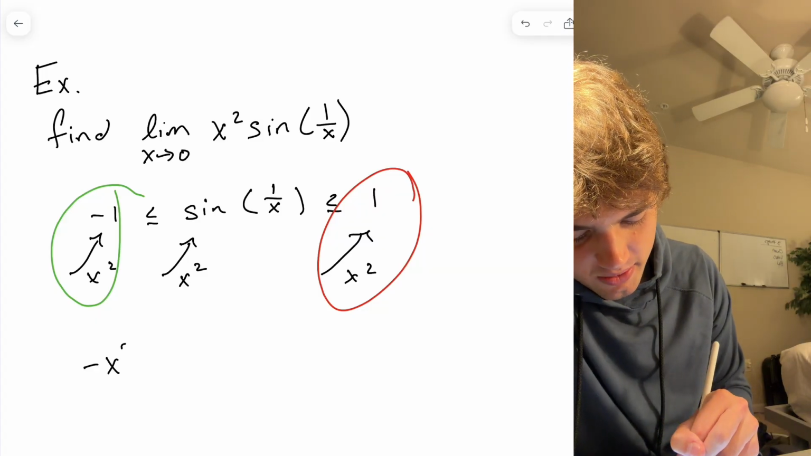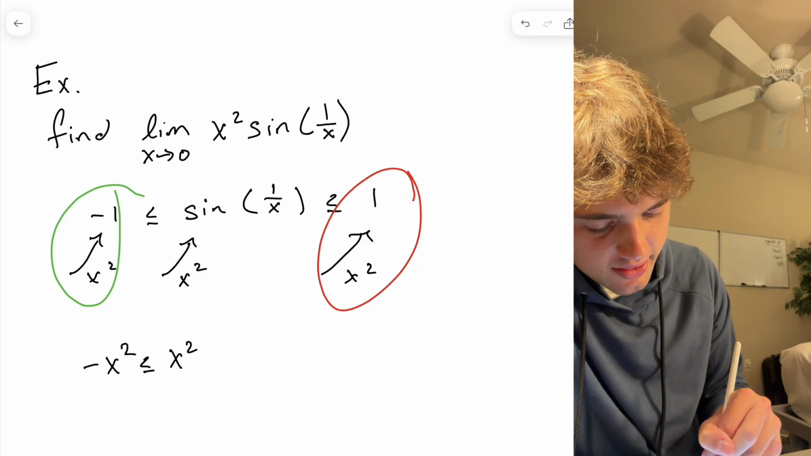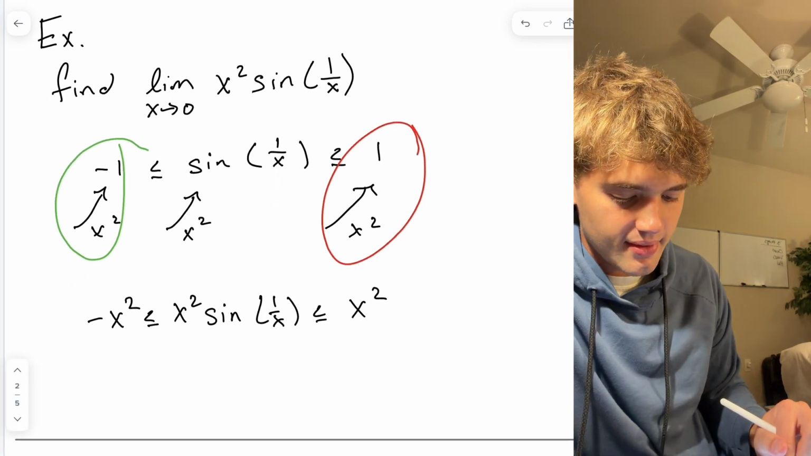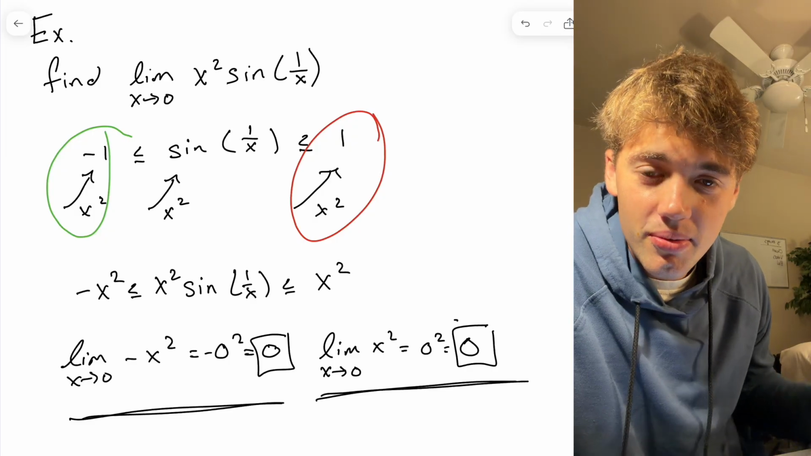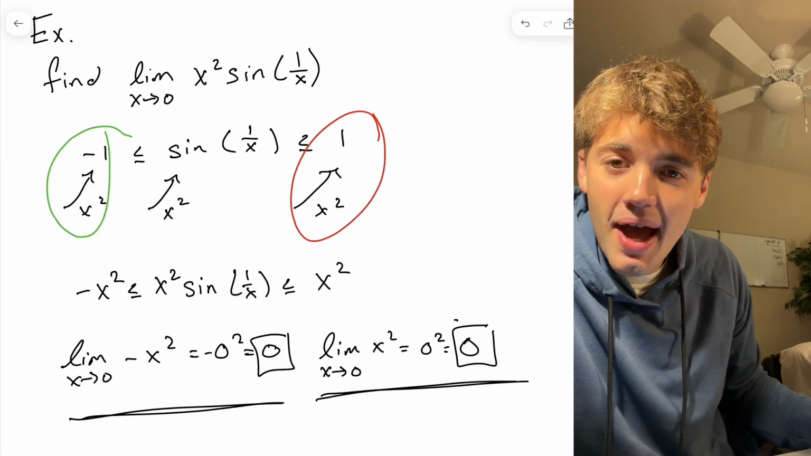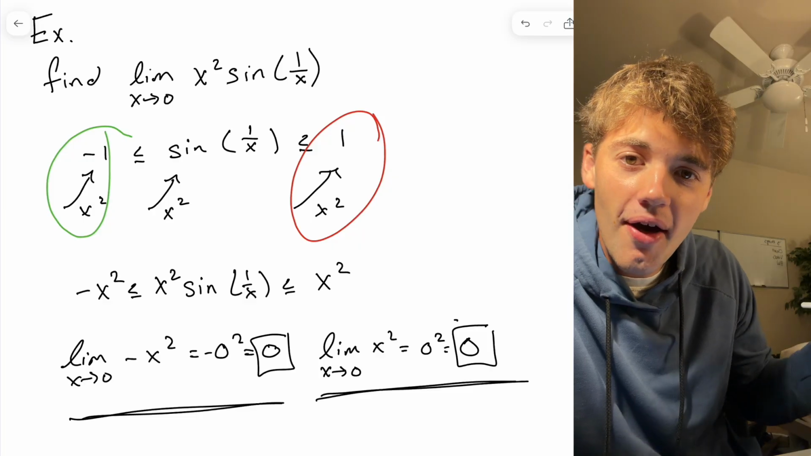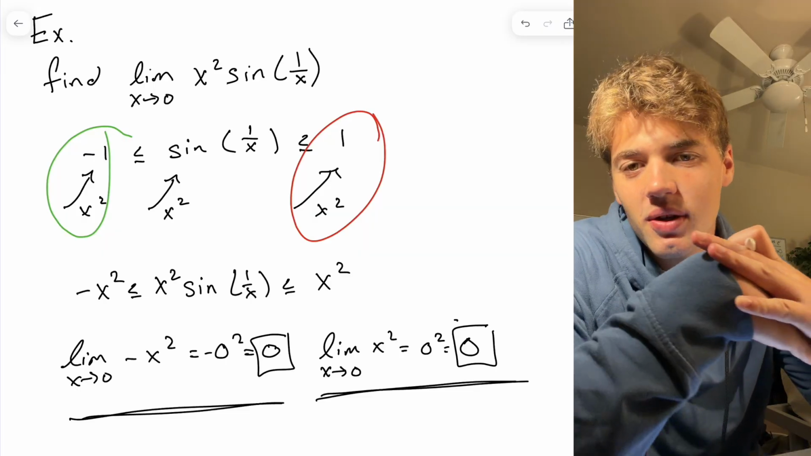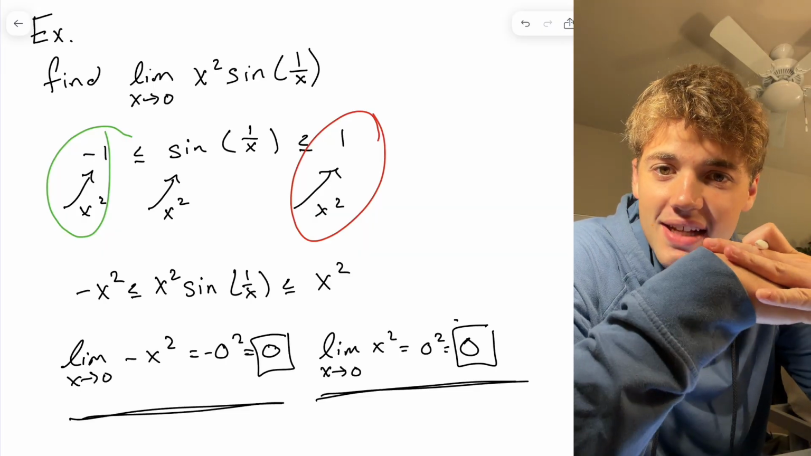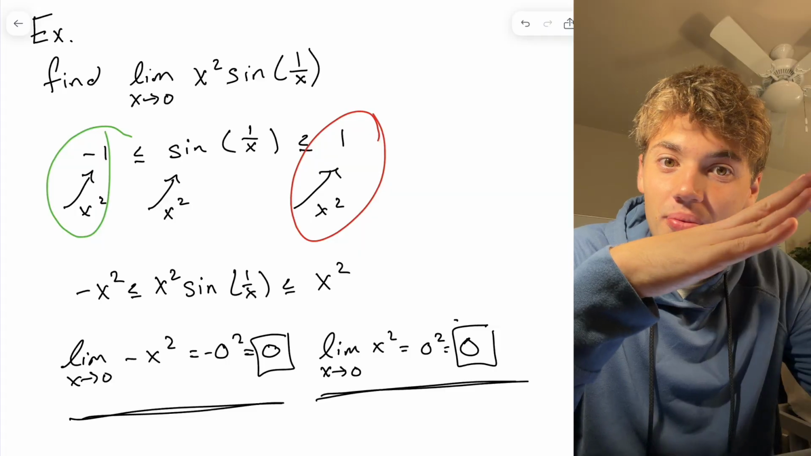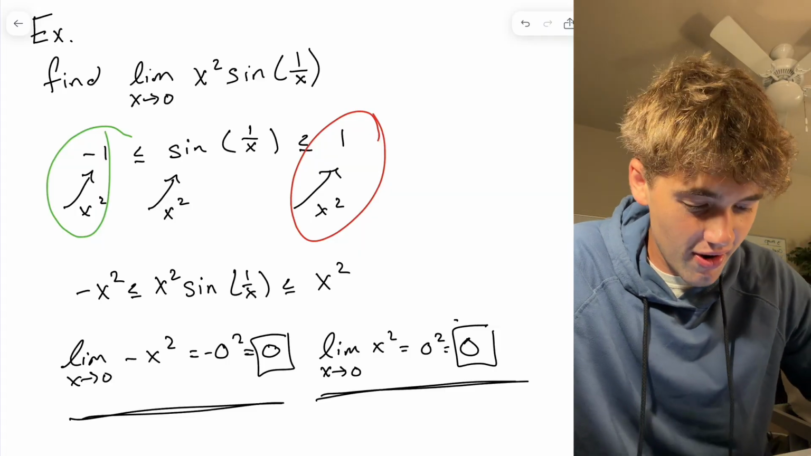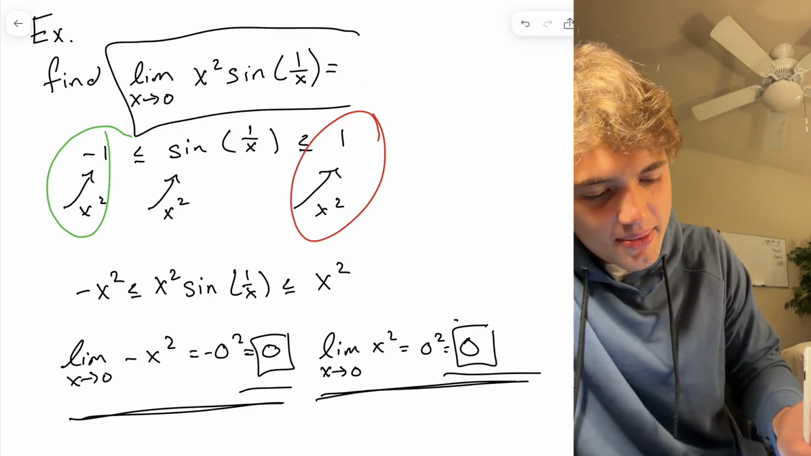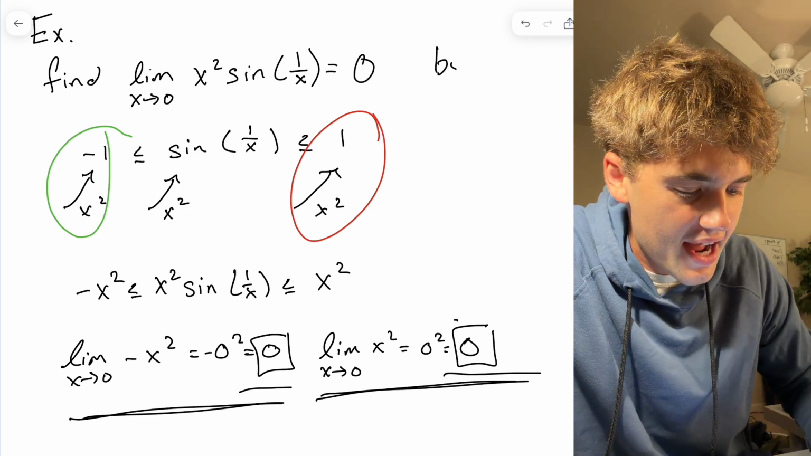So we'll have negative x squared is less than or equal to x squared sine 1 over x, which is less than or equal to x squared. So by solving these limits by direct substitution, we can see that the function that bounds x squared sine 1 over x above and the function that bounds it below both can squeeze x squared sine 1 over x by 0, because both the limits get really, really close to 0 as x approaches 0. So what this means then is that because both limits went to 0, the original limit we're trying to find equals 0 by the squeeze theorem.